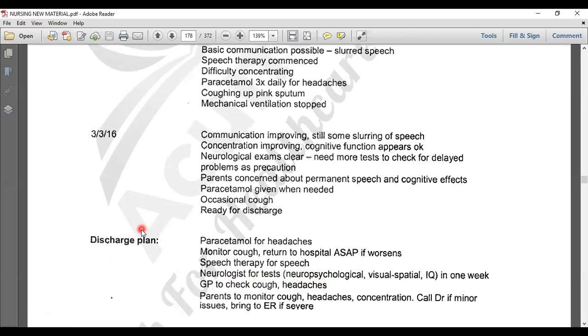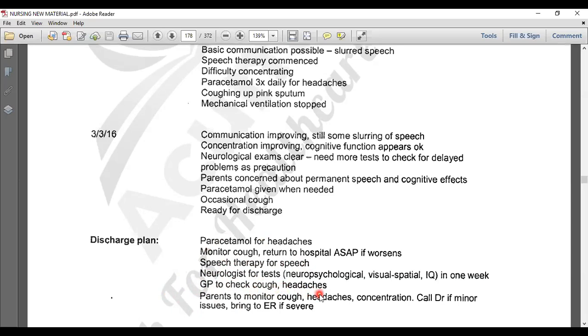Whenever you are looking at a discharge plan, always consider that the discharge plan is for you as a nurse. You have designed this discharge plan. When the patient is being discharged, what all things are you supposed to do. And it is not everything that you need to write or request to the person you are writing the letter to. It will be very clearly stated what they are supposed to do. So the speech therapist would continue the speech therapy. Neurologist will carry out further tests. Reference to the GP is mainly for cough and headaches only.